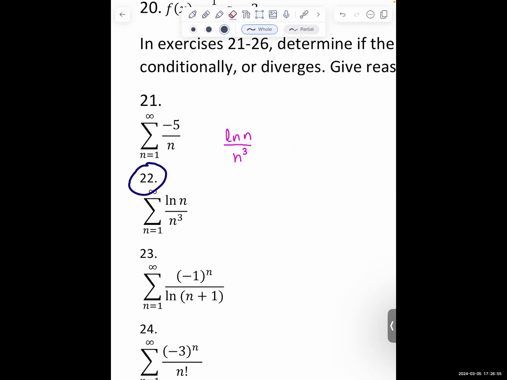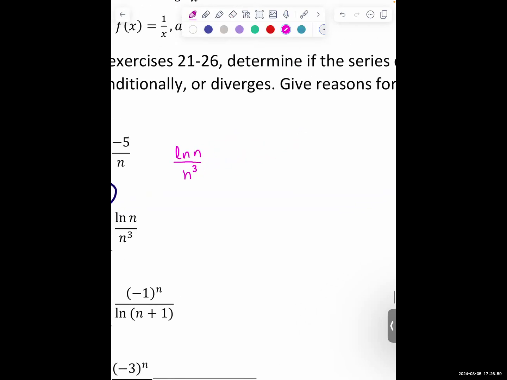One of the things that has shown up on a couple of problems is the comparison of ln of n versus n. If you're not sure which one grows faster, just looking at it graphically, ln of n does this, and n is just x. It doesn't seem like it would be true, but y equals x grows faster than ln of x.